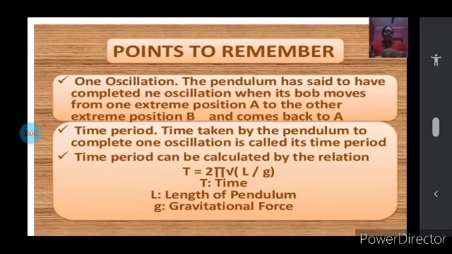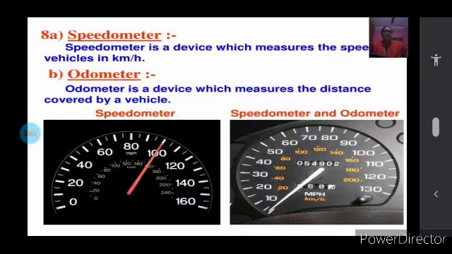Now, the pendulum is said to have completed one oscillation when its bob moves from one extreme position A to the other extreme position B and again comes back to A. So you can remember it as A, B, A. It will be easy for you to find out. The time taken by the pendulum to complete one oscillation is called its time period. These calculations you will be learning about pi and all when you go to the higher classes, children.